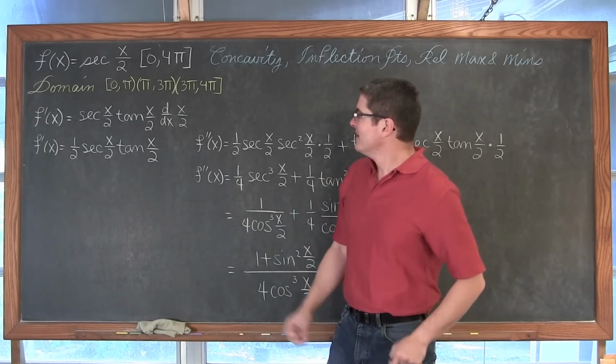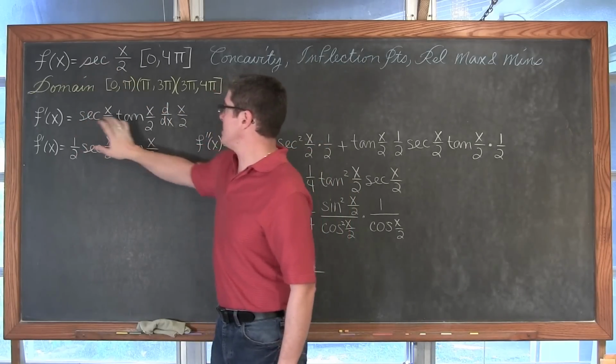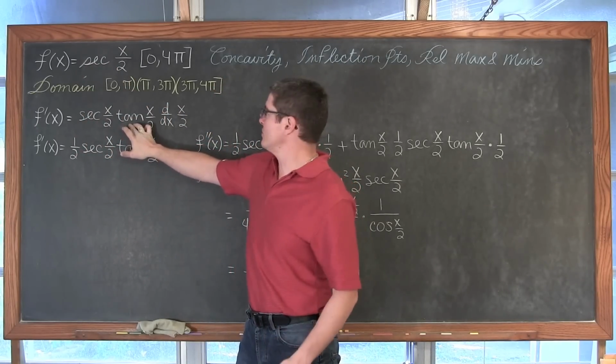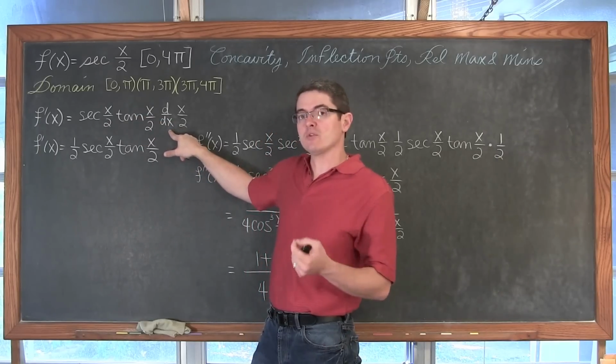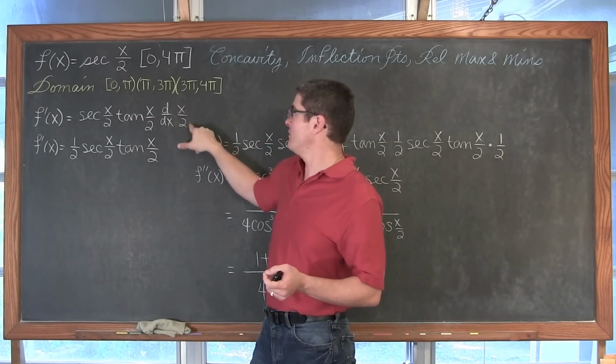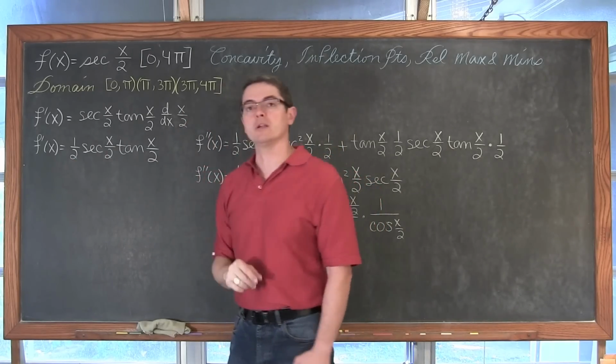Hope you got that. We just, of course, use the chain rule. The derivative of secant is secant tangent of the x over 2. And then, because it's not just a simple x, I have to do the chain rule, the derivative of the inside function of x over 2. The derivative of 1/2 x, or x over 2, is equal to 1/2.